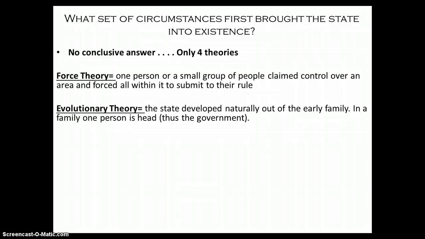The second theory is the evolutionary theory. This theory states that the state developed naturally out of the early family, meaning that in every family there is one head of the household. This came to symbolize government, and as time went on, this model of the family having the head of the household kind of replicated into the government, where now we have a person or a group of people that act as the head of the state, and that this happened naturally.